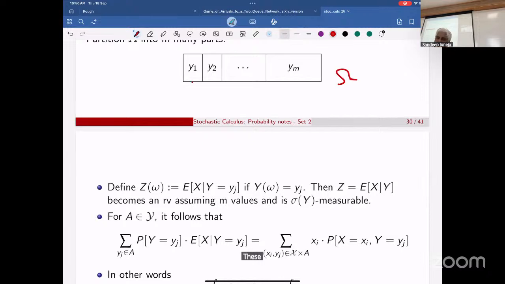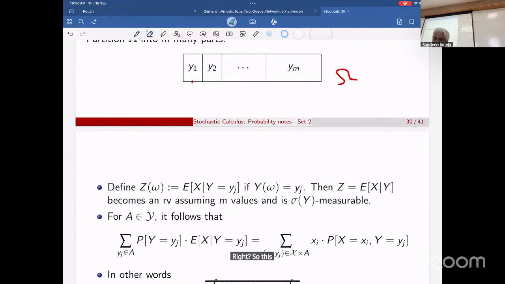These are all the omegas where your y is equal to y1. This is all the omegas where y is equal to y2. So we go to all the omegas where y is equal to yj. On that we call z equal to this quantity right here. It's a constant over there. It's just a function of y. So once I fix a y, I get a constant value, right?